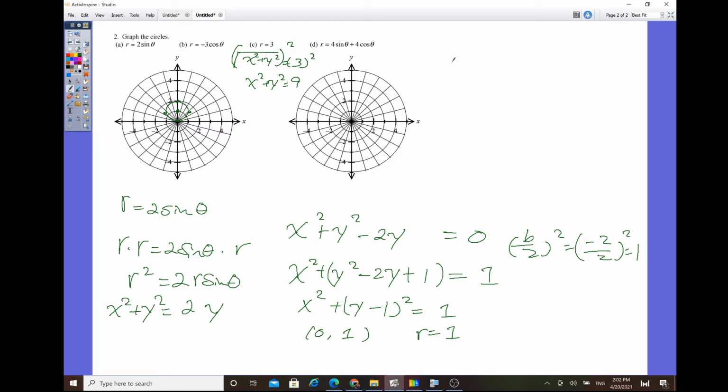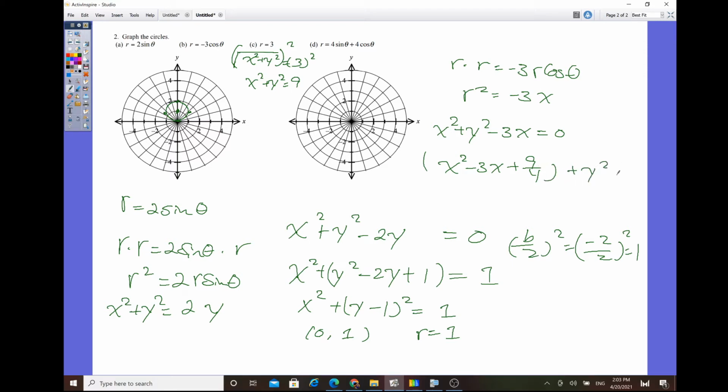And then for B, r multiplied by r on both sides, so negative 3r cosine theta. r squared equals negative 3x. Rewrite it: x squared plus y squared minus 3x. Regroup them: x squared minus 3x. Complete the square, so negative 3 over 2 quantity squared, 9 over 4. Add that 9 over 4 to both sides. So x minus 3 over 2 quantity squared plus y squared equals 3 over 2 quantity squared. So the center is at 3/2 and 0, and the radius is 3/2.